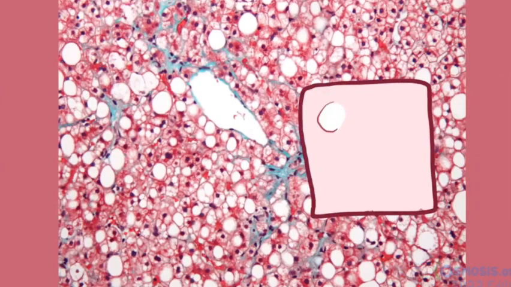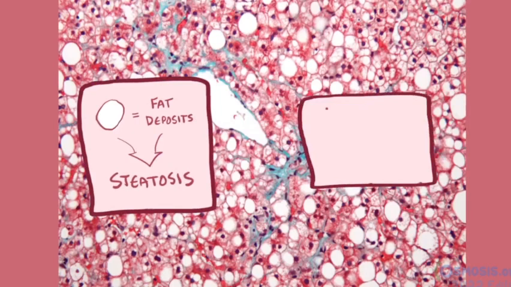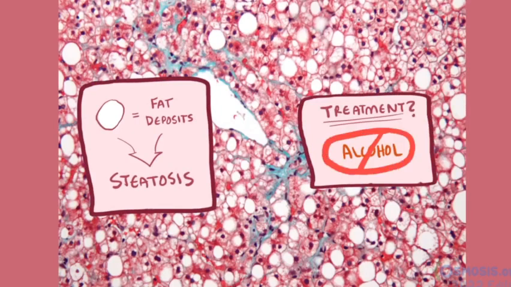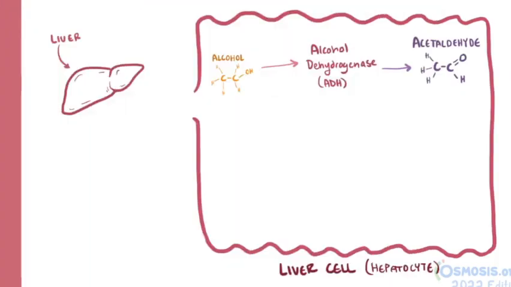All these circles are deposits of fat that contribute to fatty liver disease, and sometimes this buildup of fat in the liver is referred to as steatosis. Treating fatty liver disease usually involves simply stopping alcohol consumption. Okay, so that's fatty liver, but that's not the only thing that excessive alcohol consumption can cause, right?